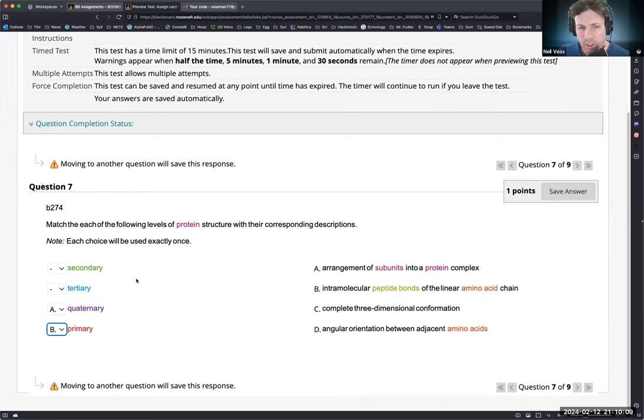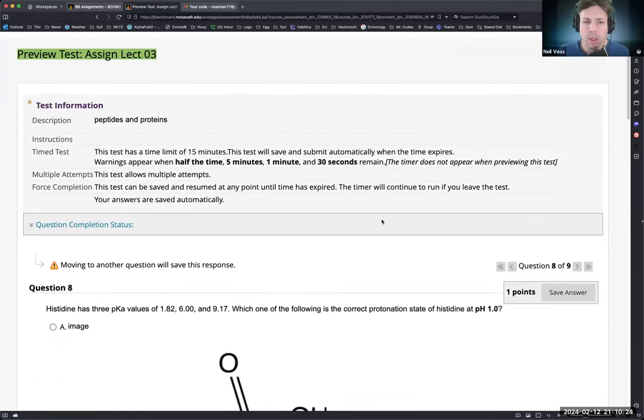Complete three-dimensional conformation. That's what we refer to as always tertiary, with three-dimensional. Angular orientation between adjacent. Adjacent is a good keyword for secondary structure. Some of these times you can kind of pick out keywords to do the matching for this question here.